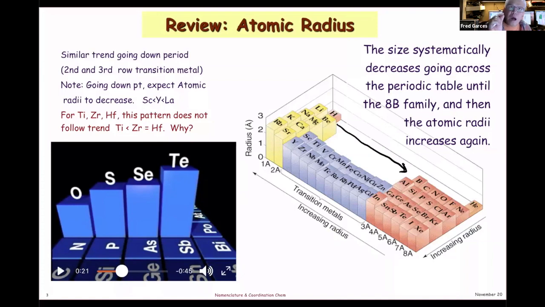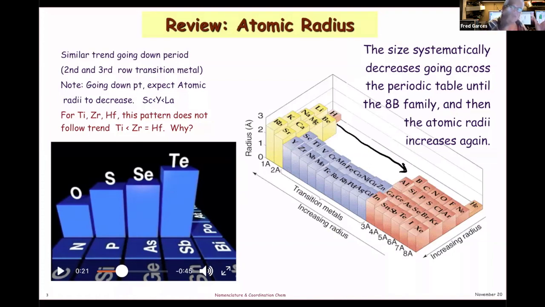So Z effective has to do with how the valence electrons are attracted to the nucleus of an atom. It's the effective nuclear charge, okay? And Z effective increases going from left to right in the periodic table.